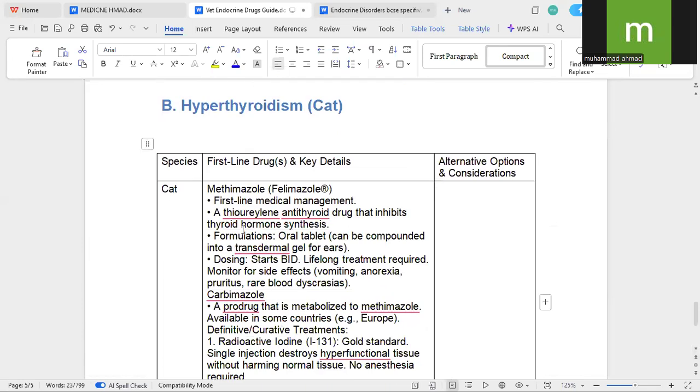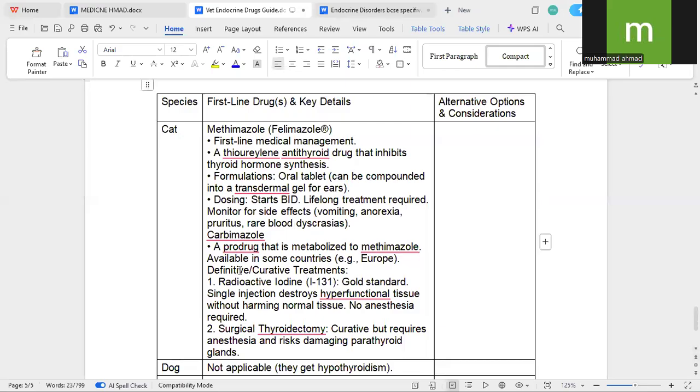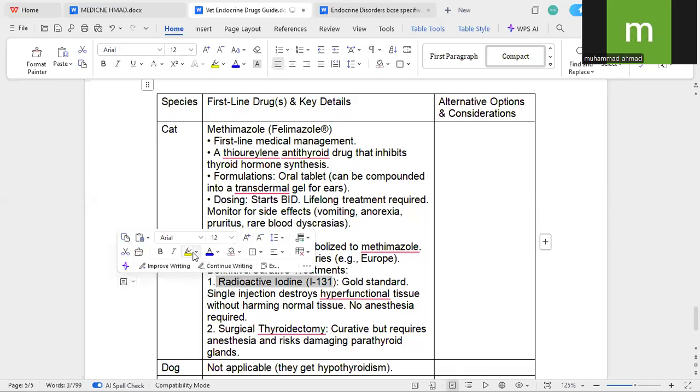In hyperthyroidism in cat, we go for methimazole as first line management. It is a thionamide antithyroid drug that inhibits the thyroid hormone synthesis. We can also go for the surgery, where we surgically remove the gland that overproduces the hormone. Here, radioactive iodine 131. You have to remember the 131 name. This is the gold standard.